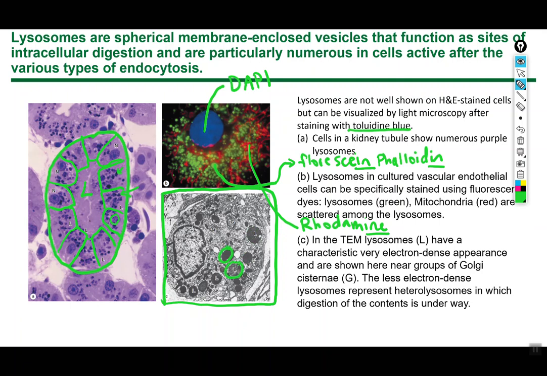This one is less electron dense, and that is because this lysosome is actively digesting whatever is inside of it. So it's degrading molecules, meaning that the electron density diminishes somewhat. So you can actually see evidence of that in TEM.